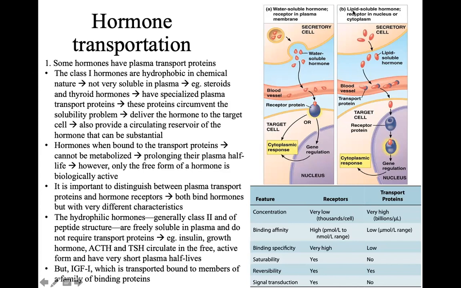On the other hand, for lipid-soluble hormones, the receptors are in the nucleus or cytoplasm. You can see the receptor can be present in the nucleus, and on some other occasions, they can also be present in the cytoplasm. But the lipid soluble hormones cannot enter the blood vessel without the help of transport protein. This transport protein will help the lipid soluble hormone to go to the target cells and bind to the cell surface of the target cells.